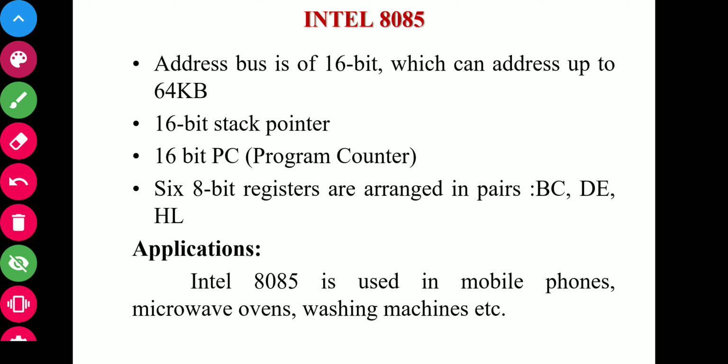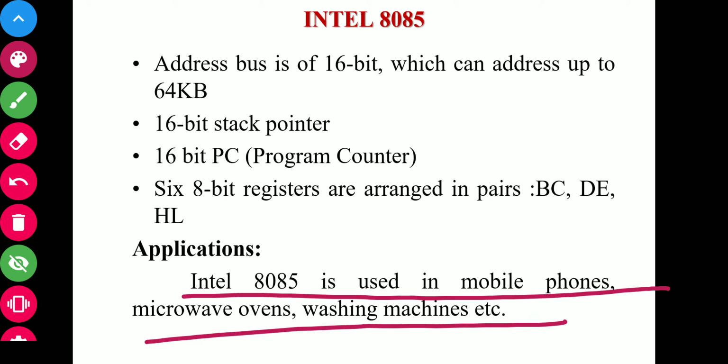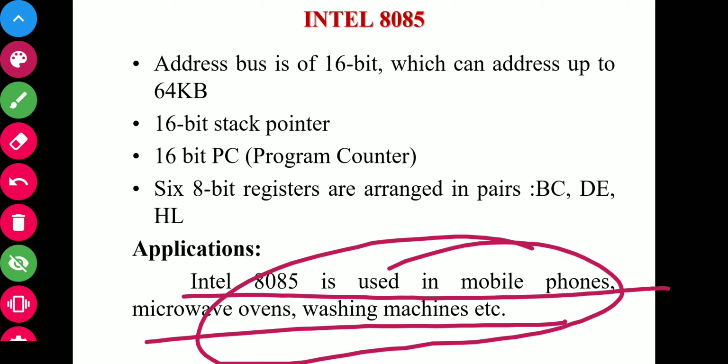When it comes to applications, the Intel 8085 is used in mobile phones, microwave ovens, washing machines, etc. The processor nowadays is used in every electronic gadget. Even your mobile phone uses a microprocessor, and your laptop computers, desktop computers, everything uses a microprocessor, right? So many devices use microprocessors. We cannot limit the applications of the microprocessor to this, because it is used in versatile applications.